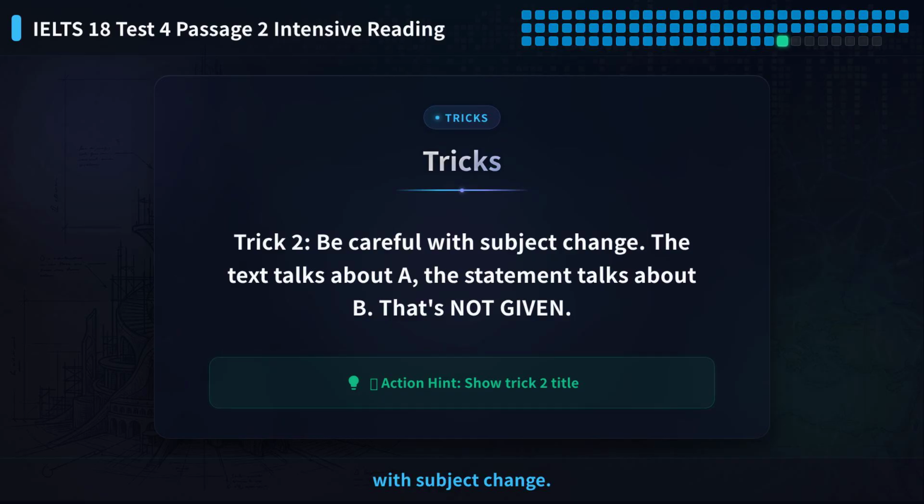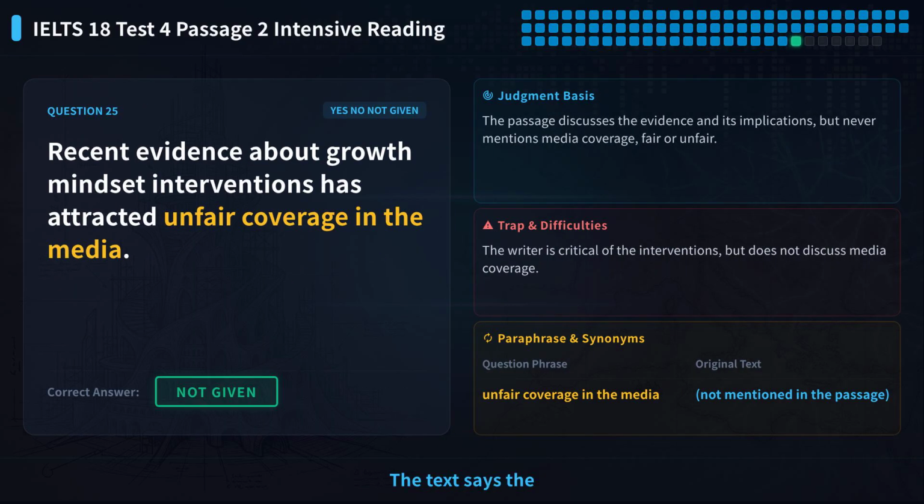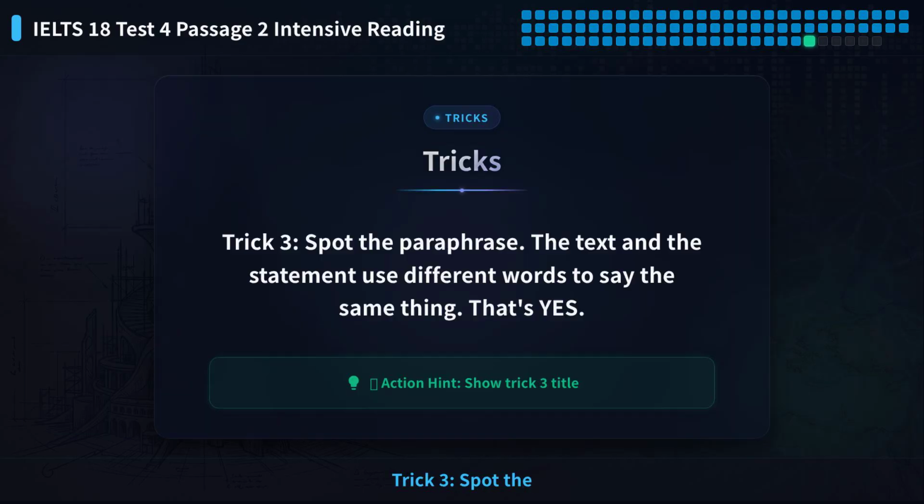Trick 2. Be careful with subject change. The text talks about A, the statement talks about B. That's not given. For example, question 25. The text says the growth mindset was misunderstood. The statement says students were not aware of it. That's a subject change.